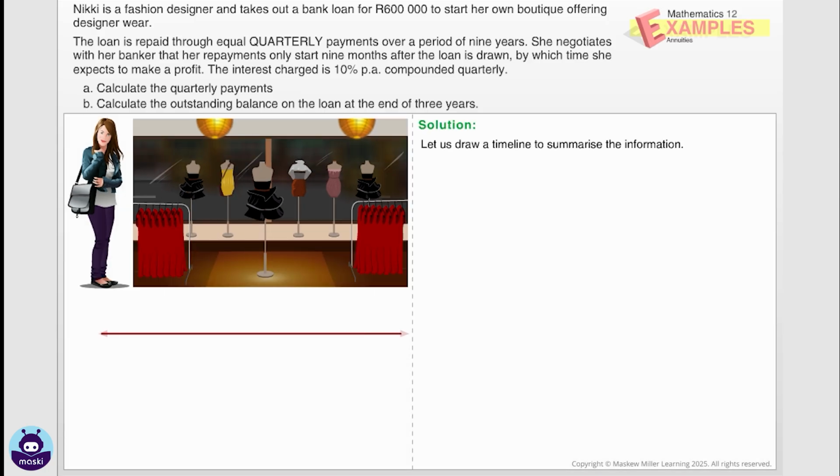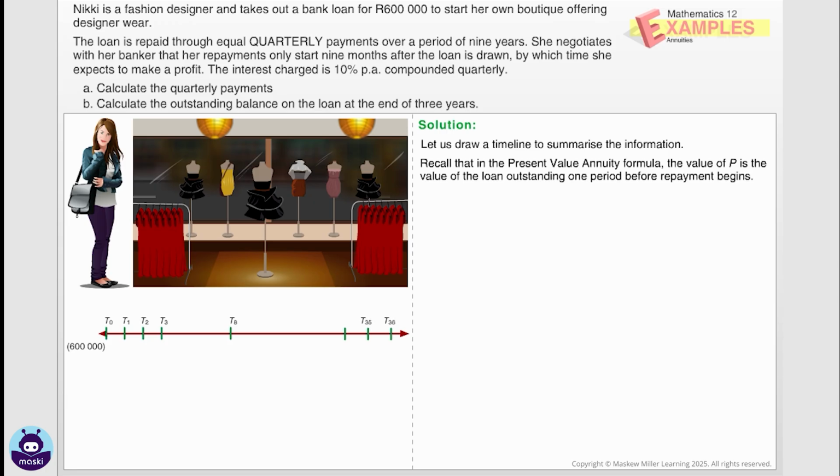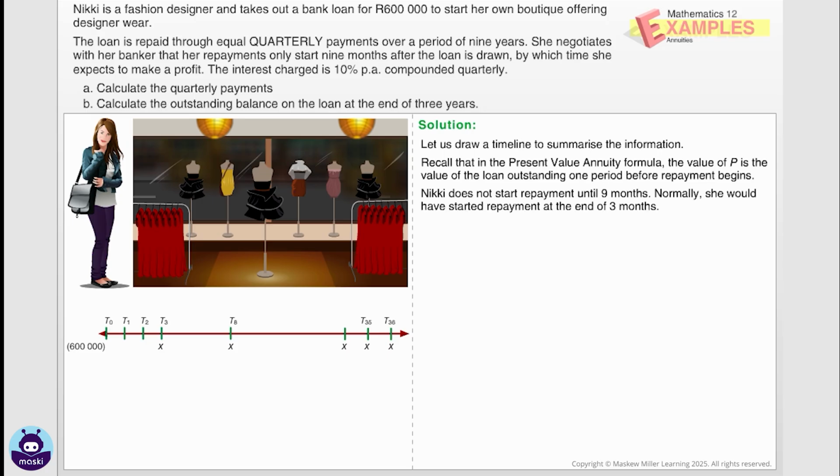Solution. Let us draw a timeline to summarize the information. Recall that in the present value annuity formula, the value of P is the value of the loan outstanding 1 period before repayment begins. Nikki does not start repayment until 9 months. Normally, she would have started repayment at the end of 3 months.